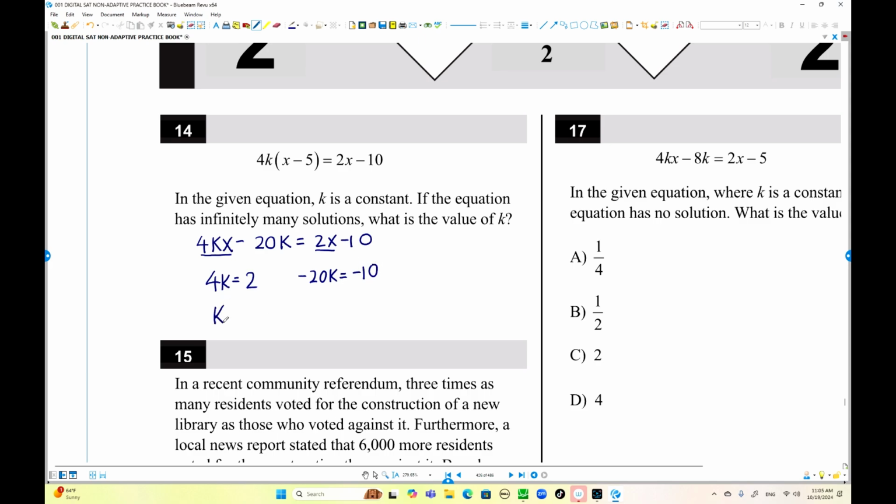To find the value, you can divide, 2 over 4 is 1/2. Negative 10 over negative 20 is still 1/2. You can use either this one or this one, the coefficient of x or the constant. The answer is 0.5 or 1/2. Okay.